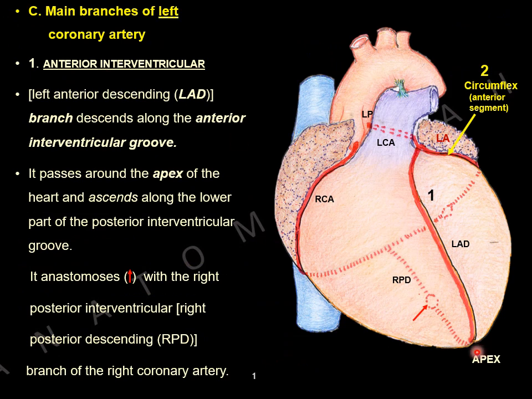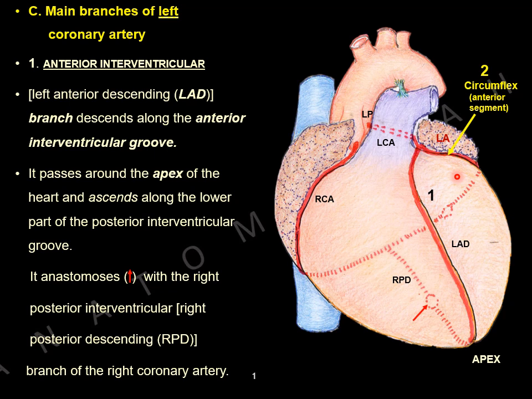Let's see the diagram. This is the anterior view of the heart. This is the anterior interventricular groove. This is the apex. This is the posterior interventricular groove. This is the left anterior atrioventricular groove.